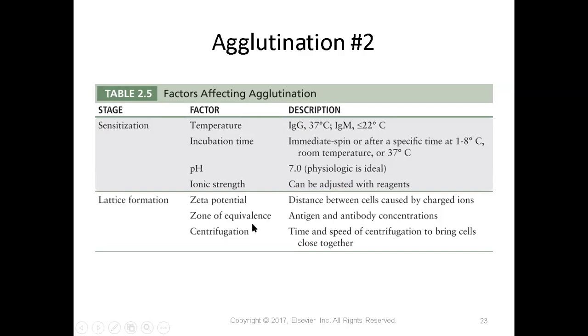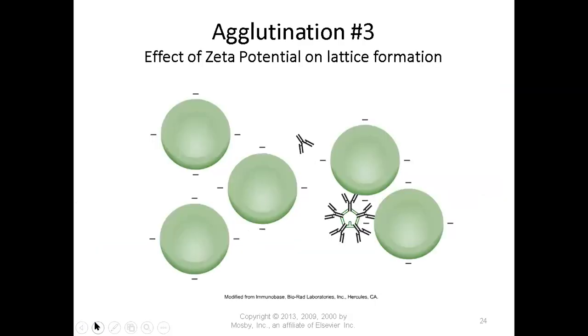Zone of equivalence. Ideally, we want to have the same amount of antigen as we have antibody, and that's where we're going to get ideal formation of immune complexes. And then centrifugation. The time and the speed that we centrifuge is very important, but centrifugation is a way to bring the red cells closer together to collide so that we can get lattice formation. And this will hopefully be apparent when we look at the next picture.